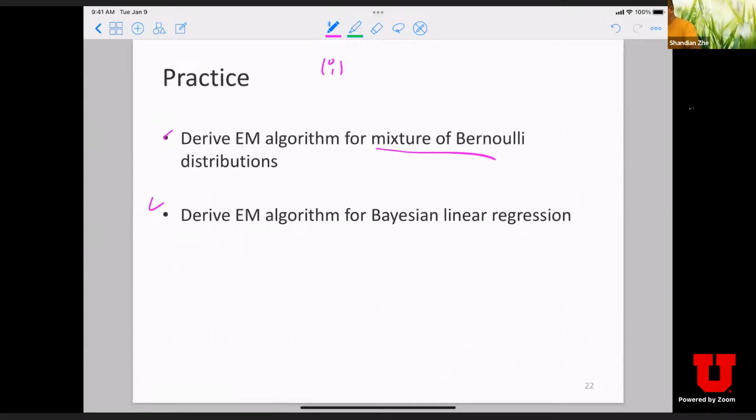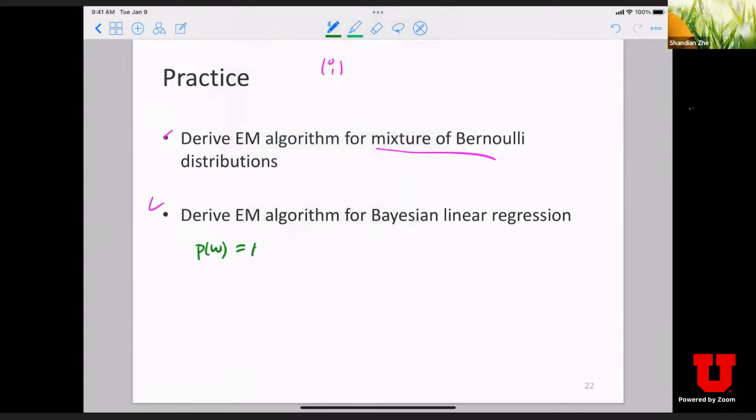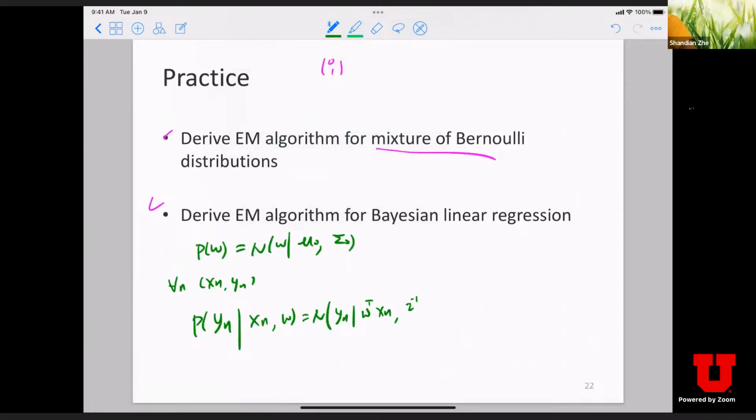And the second practice example is to derive the EM algorithm for Bayesian linear regression. Remember, we're doing Bayesian linear regression. We're assuming that I have my prior over the weight vector, which might be mu0 and sigma0, right? And then for every observed data point xn, we'll assume that yn given xn and w is a Gaussian likelihood, where the mean is a linear transformation of xn, a feature vector, and with some variance. Let me just use v.